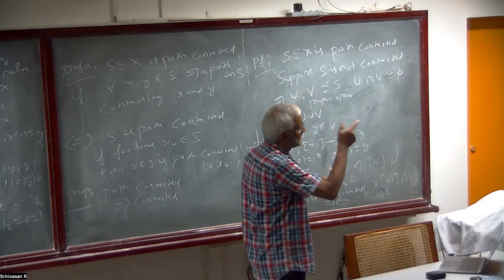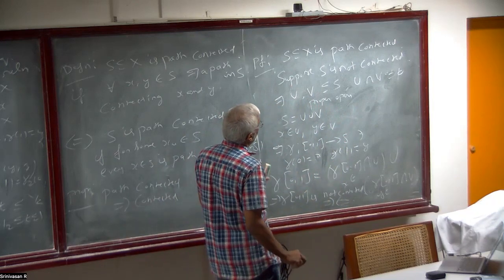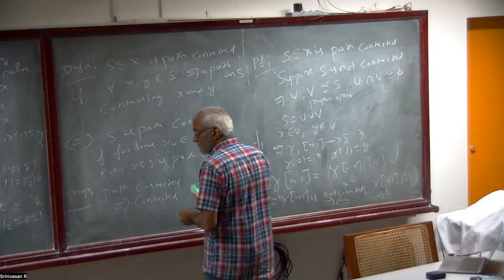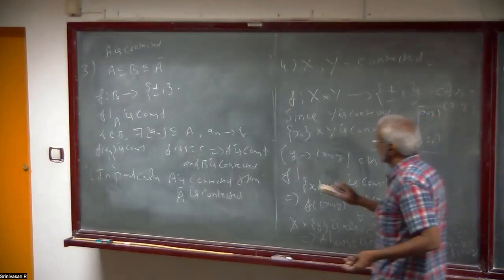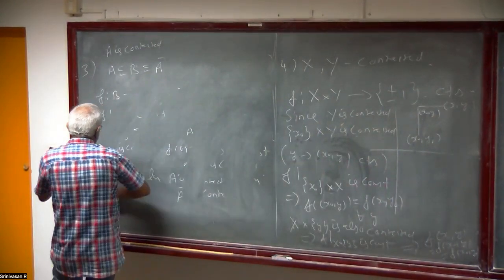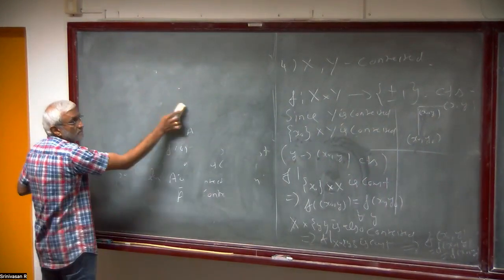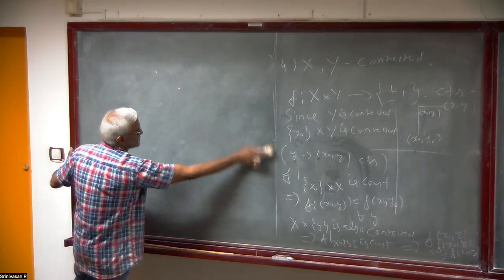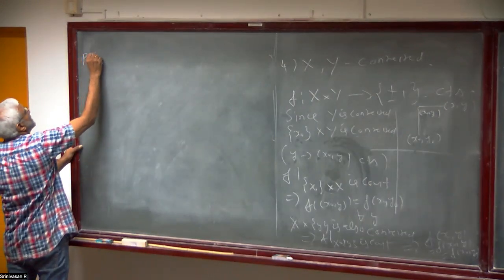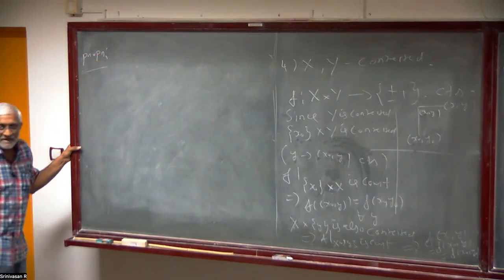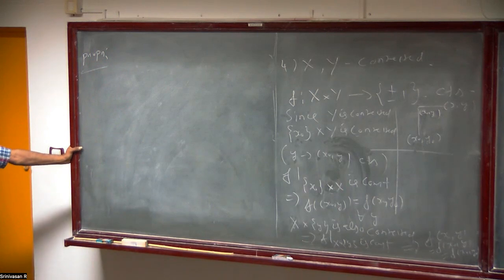We will see next class an example where connectedness does not imply path connectedness, but if the set is open, then connectedness will imply path connectedness. So we will prove that. You will see more examples in the next class. So this is the proposition. This is for R^n, or for a normed linear space.